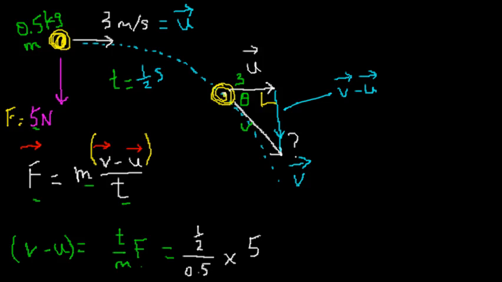Okay, and the answer is, now half and 0.5 cancels. I'm left with 5. And since we're talking about velocity, this is 5 meters per second. So where are we? Oh, we are here. So that's the difference, the change in velocity. So the magnitude of this change is 5.